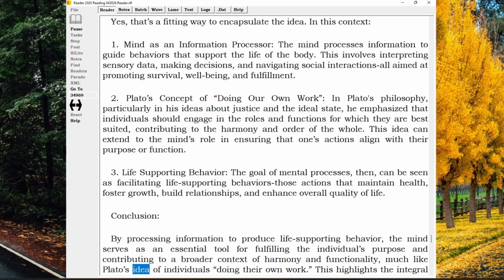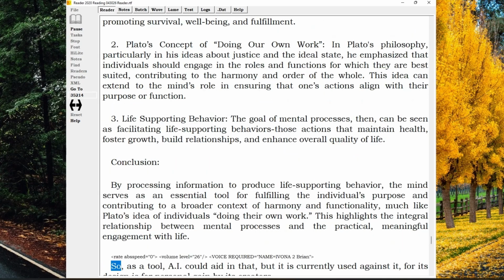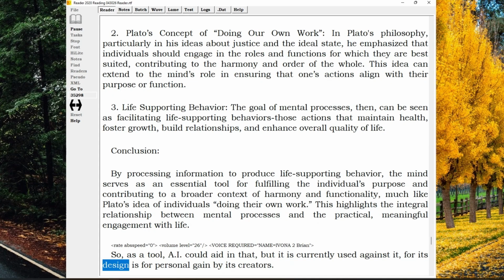Much like Plato's idea of individuals doing their own work, this highlights the integral relationship between mental processes and the practical, meaningful engagement with life. So, as a tool, AI could aid in that, but it is currently used against it, for its design is for personal gain by its creators.